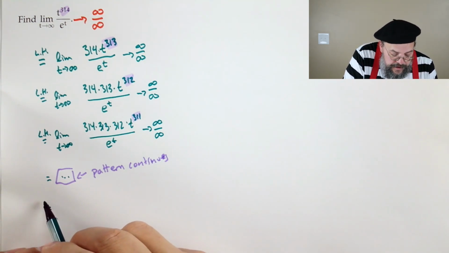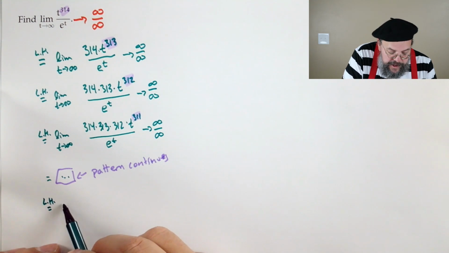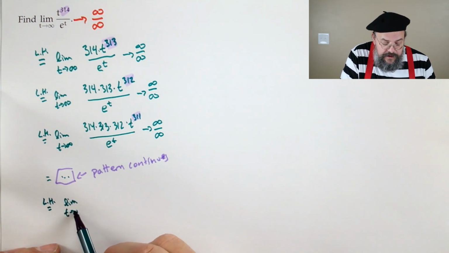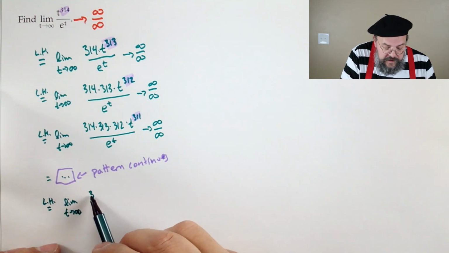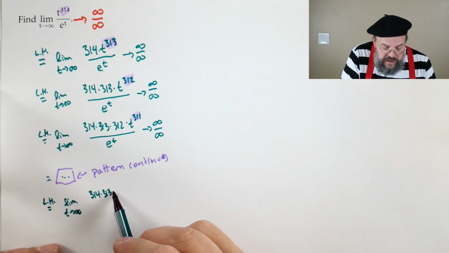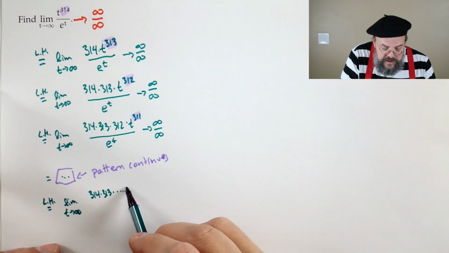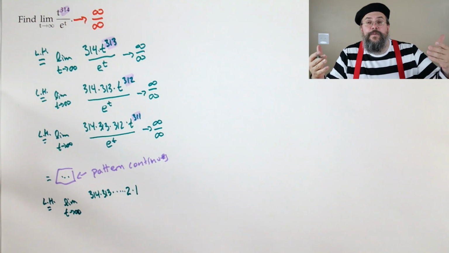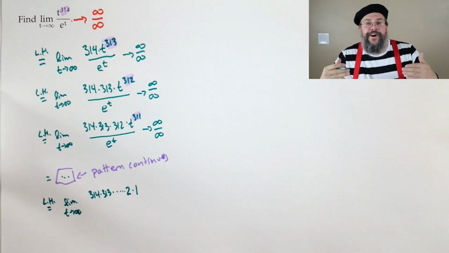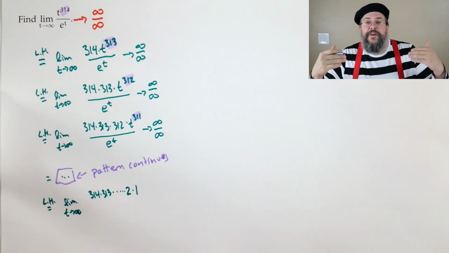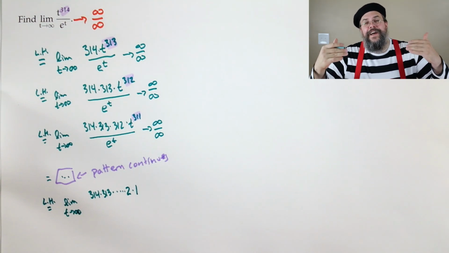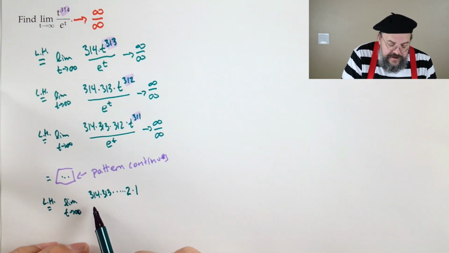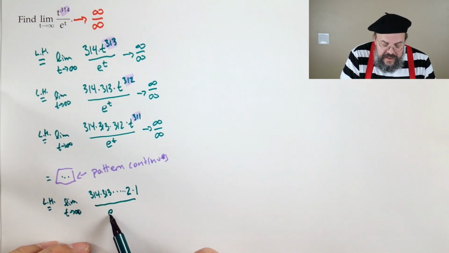So after we've applied L'Hopital's rule many times, we come to the conclusion that this is the limit as t goes to infinity of 314 times 313 times all the way down to 2 times 1 and no power of t. See, we've knocked the power of the t all the way down. Eventually, at the 313th time, it's just t to the 1, and then the next time it was 1, constant. The downstairs is e to the t.